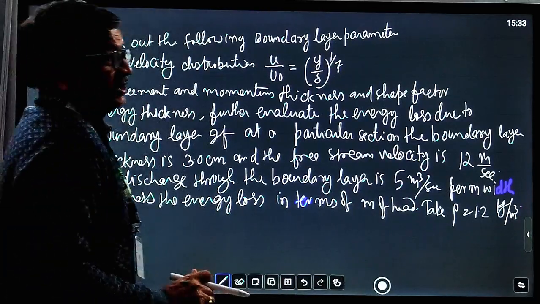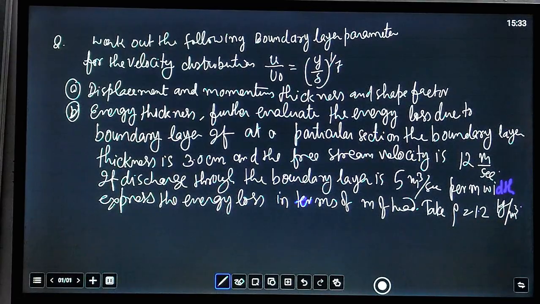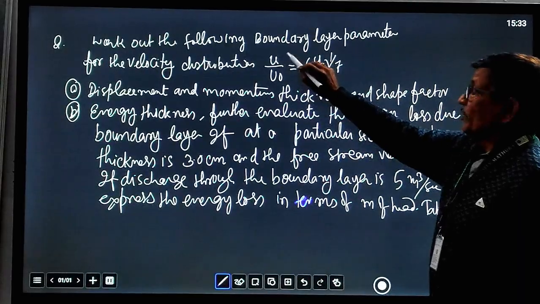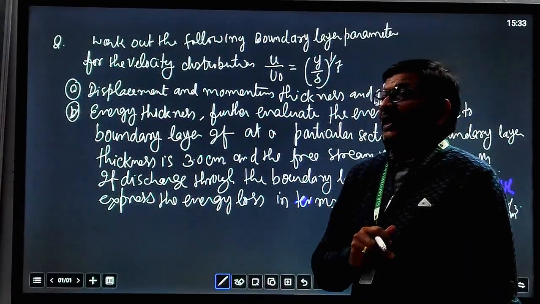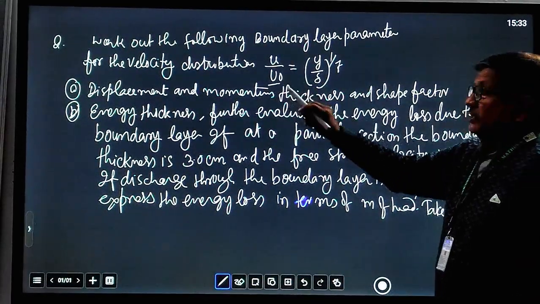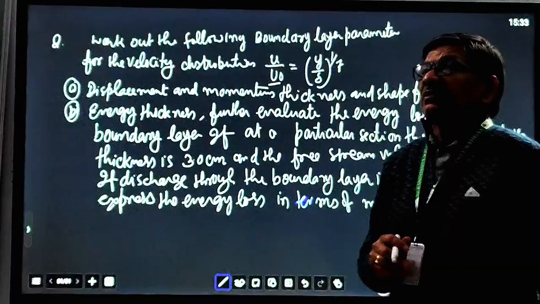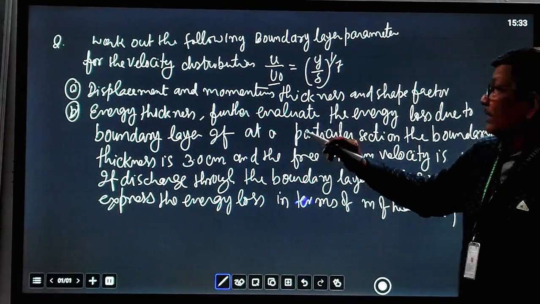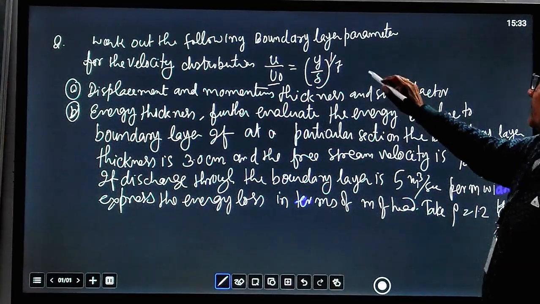So this is the question you see here. Work out the following boundary layer parameters for the velocity distribution u by u naught. u is a varying velocity at any point, any section. You can take from the leading edge to any point along the surface. u naught is the free stream velocity. It is a constant velocity, the free stream velocity, where the effect of the surface is not effective. And y is the distance from the surface in the vertical direction, and del is the boundary layer thickness. So this is the relation, power is 1 by 7.